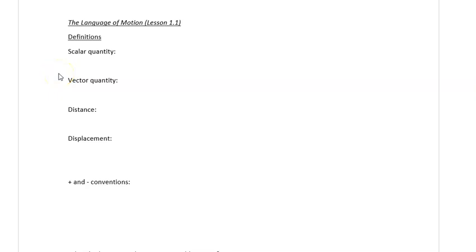Alright, so this is Physics 20, Lesson 1.1, talking about the language of motion. And the first thing we're going to do here is take a look at the difference between scalar and vector quantities. Now, a scalar quantity is a measurement with magnitude only, where vector quantities are measurements with both direction and magnitude.